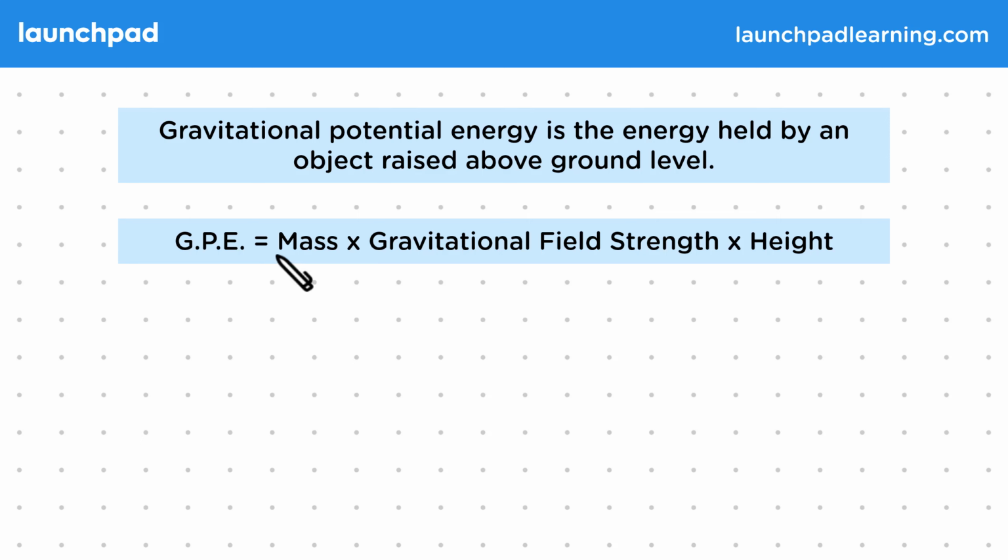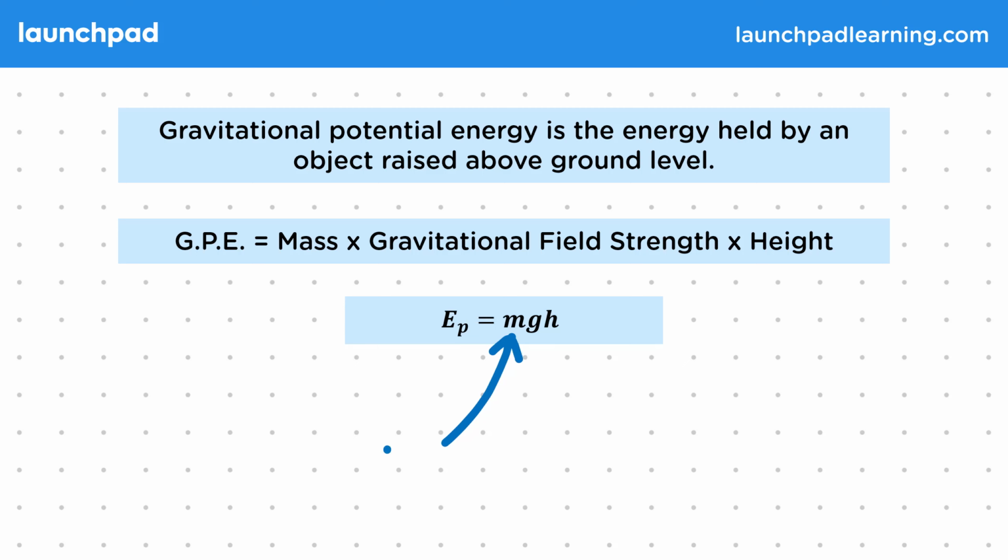So GPE is equal to the mass multiplied by the gravitational field strength multiplied by the height of the object. The gravitational field strength is the gravitational force that acts on a mass, so it determines the size of the weight force. This equation only applies at the surface of a planet where the gravitational field strength is constant, and it can be derived by substituting the equation for weight into the equation for work. In symbol form, it is EP is equal to m times g times h.